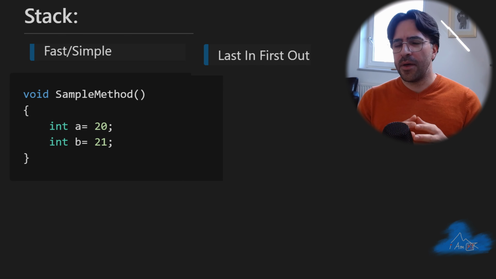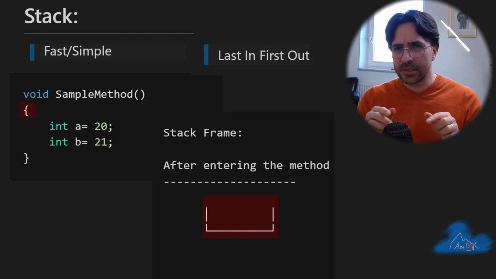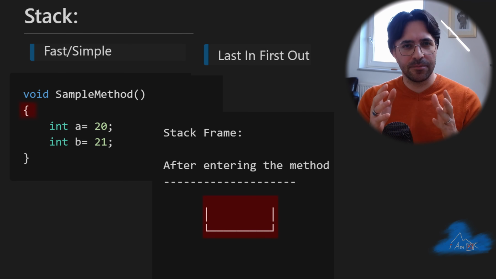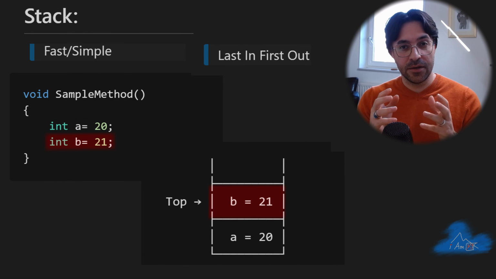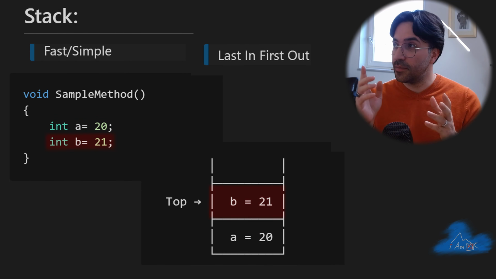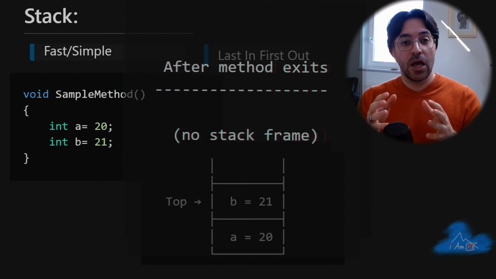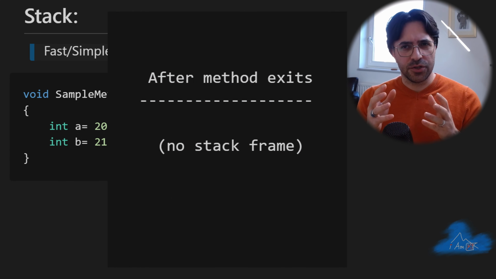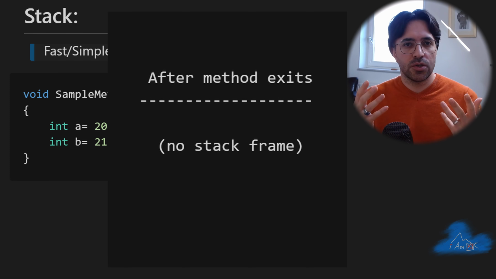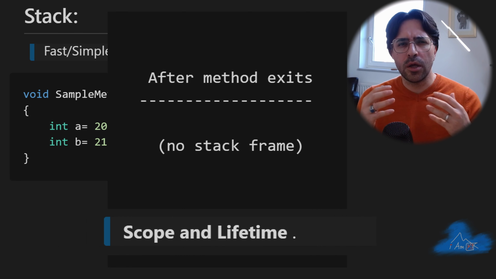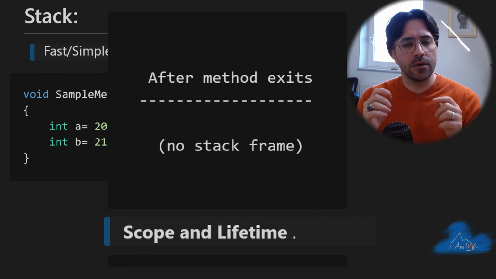Every time a method runs, C# creates a little space on the stack just for that method. This is called a stack frame. All the local variables inside that method live in that stack frame. And here is the important part. Jack, listen, this is very important. When the method finishes, the stack frame disappears. No cleanup, no GC, it is just gone. So the stack is really all about scope and lifetime.